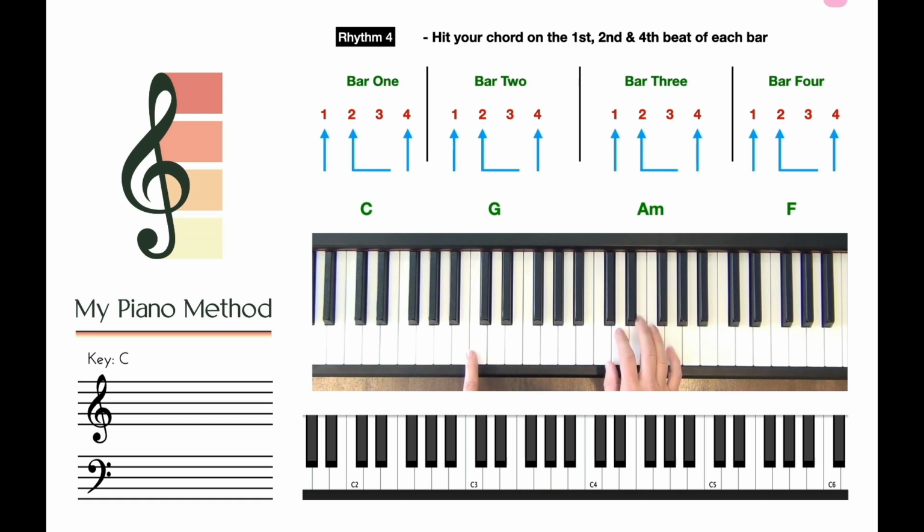So we're going to try this in C again. We're going to hit it on the 1st beat, the 2nd beat, we hold it for the 3rd beat, and then we hit it for the 4th beat. So if I count us through this nice and slowly, it will sound like this. 1, 2, 3, 4.